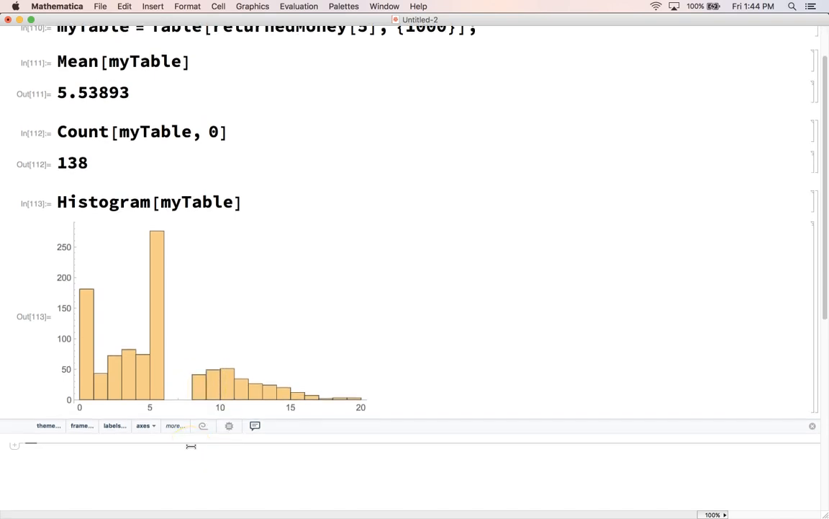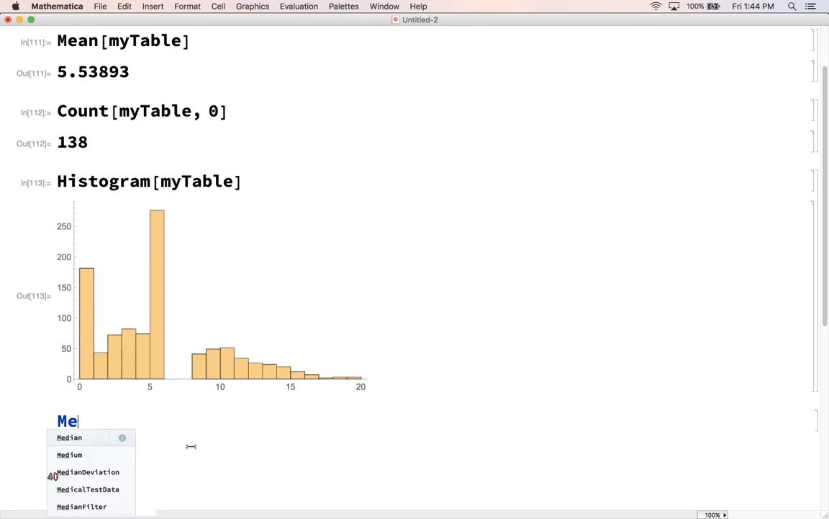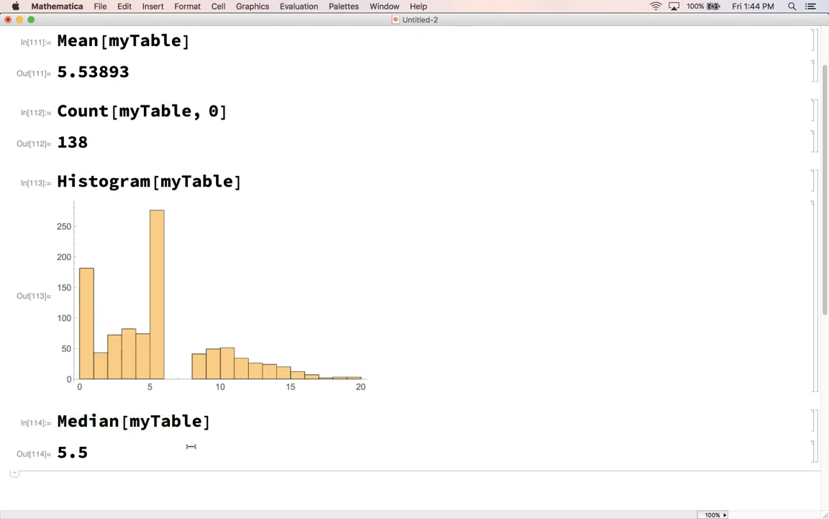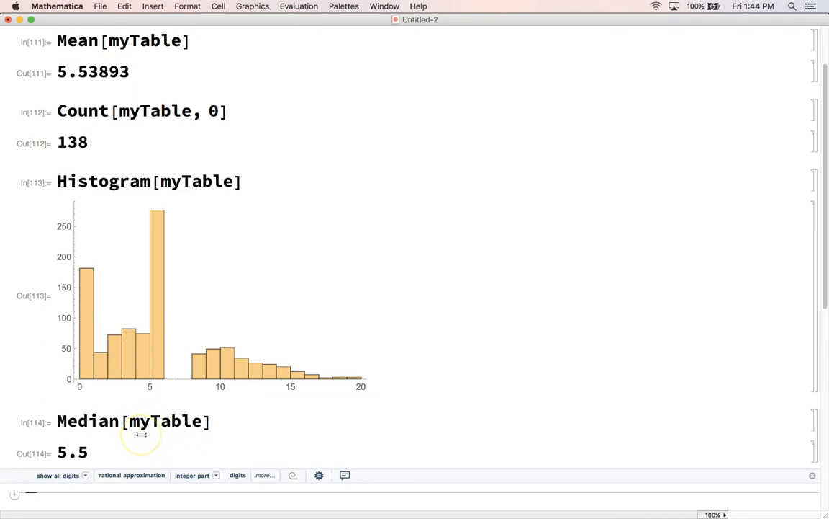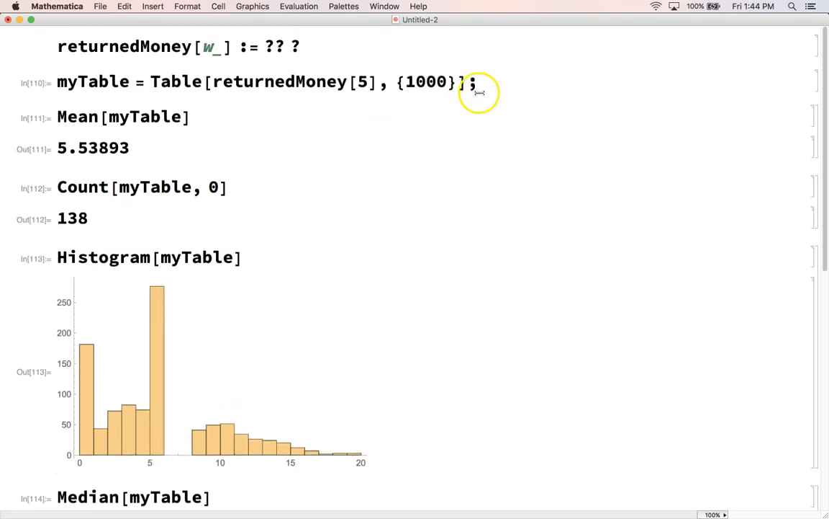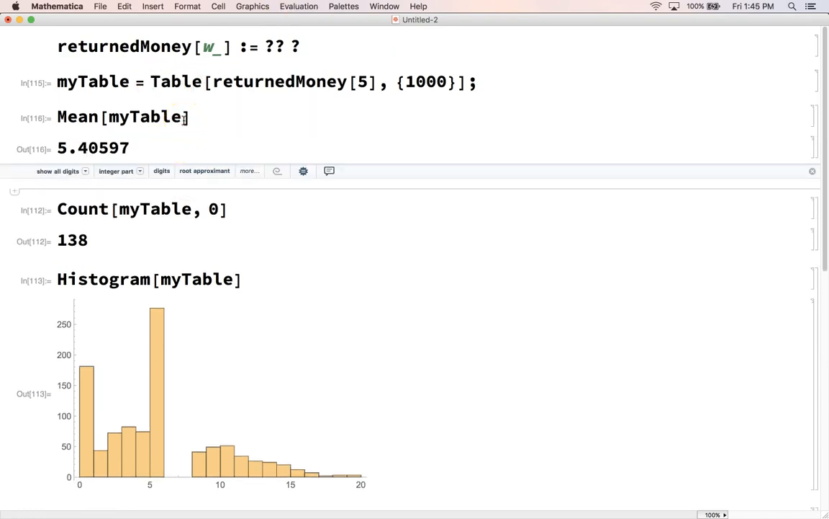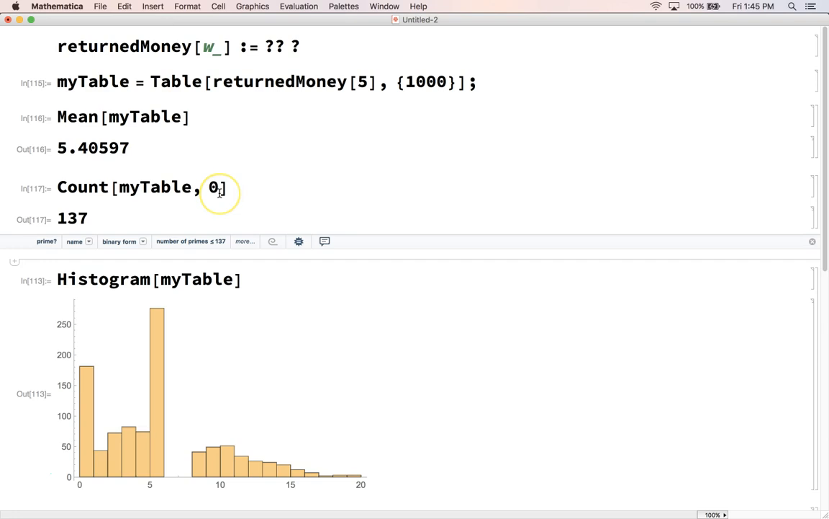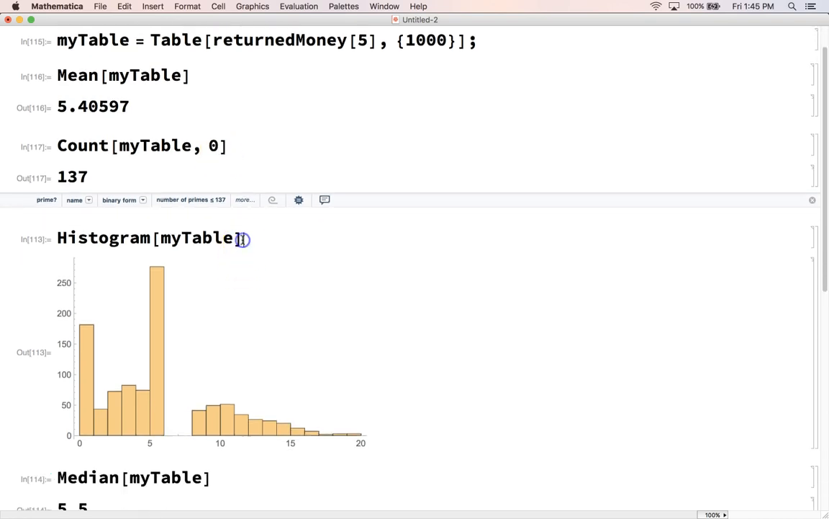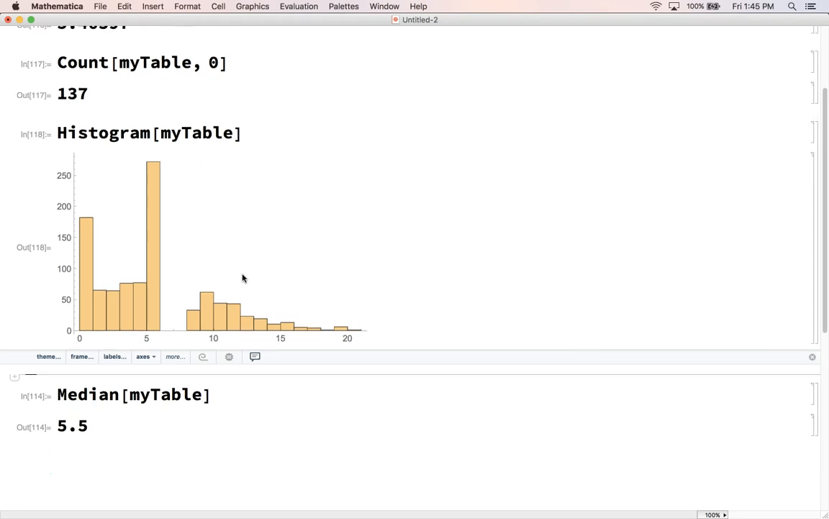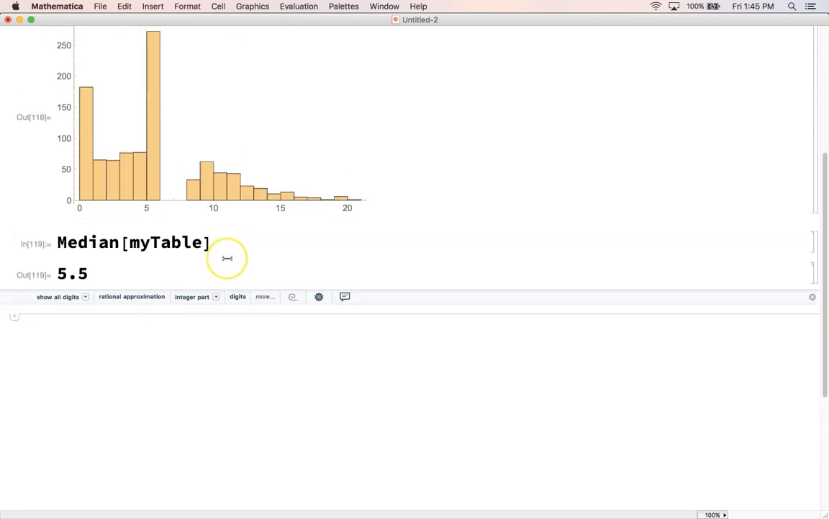What if I wanted to know what's the median return? In this case, it's also exactly 10% profit for the median. Let's try it again, because remember there's some randomness to this. I've just reevaluated my table. The mean went down a little bit. Now it's a little less than 10%. Okay, the number of zeros is about exactly the same. The histogram was very similar. And the median return was still 10% profit.